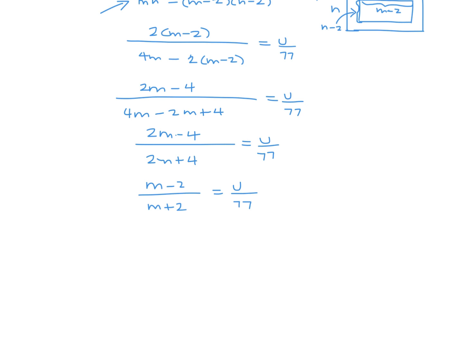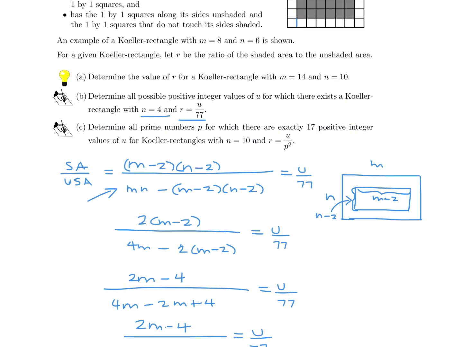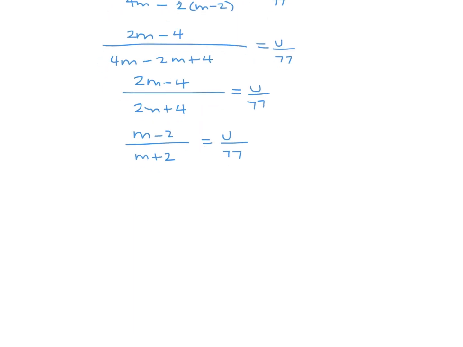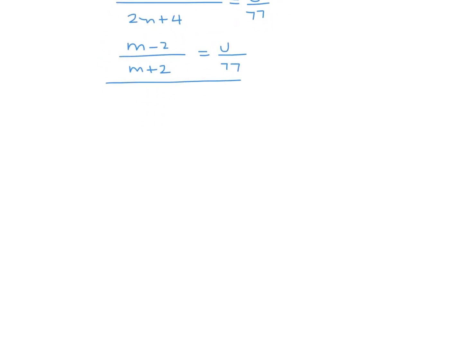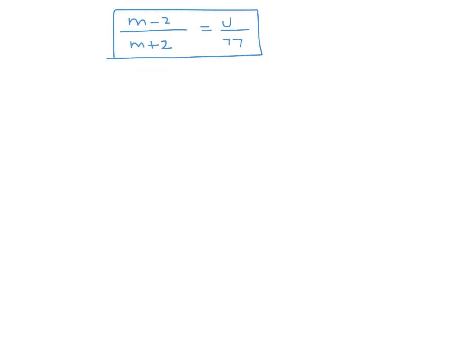So what exactly are they asking here? Determine all values of u. Okay, so I have to figure out all the possible values of u so that this is valid. So how do I do that? Oh boy, I think I'm going to have to manipulate this in order to make it workable. So let's see what I can do. This m minus 2, let's see here.